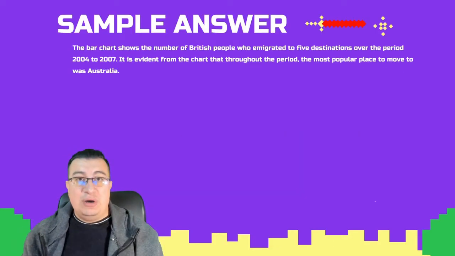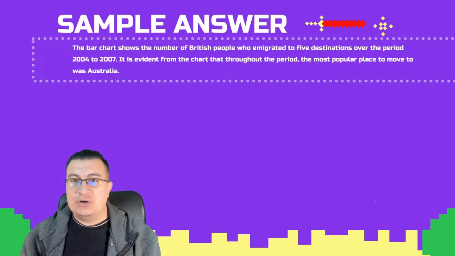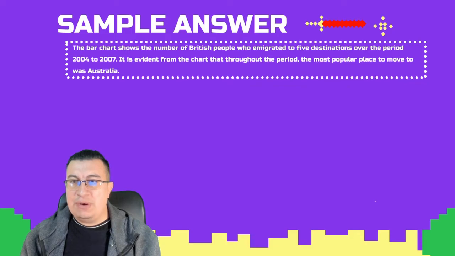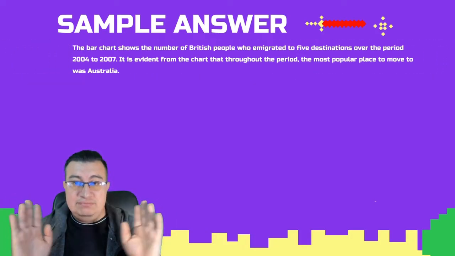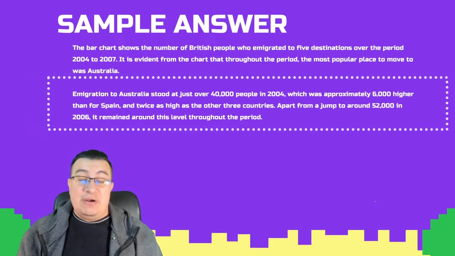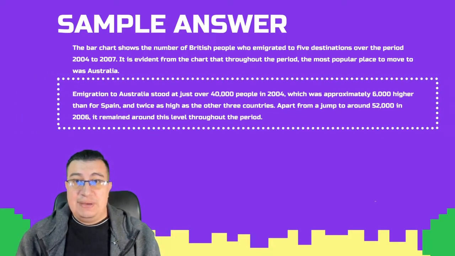So paragraph 1, general presentation. The bar chart shows the number of British people who emigrated to 5 destinations over the period 2004 to 2007. It is evident from the chart that throughout the period, the most popular place to move to was Australia. That's it, general thing, nothing else. Paragraph number 2, focus on Australia.